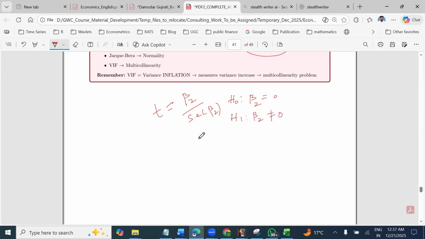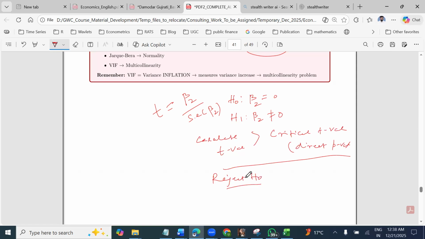Now, if my calculated t value is greater than the tabulated or critical t value, which we are checking directly from the p value, if this is greater, then only we will reject the H naught.